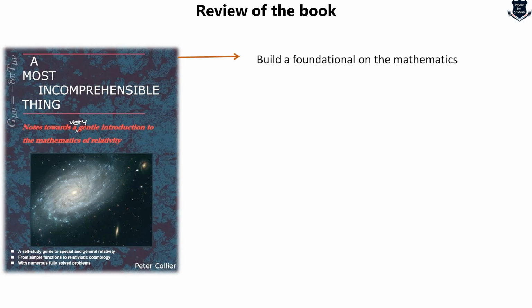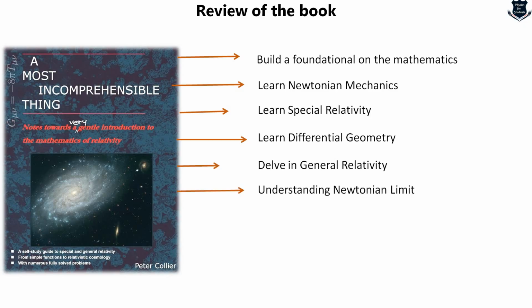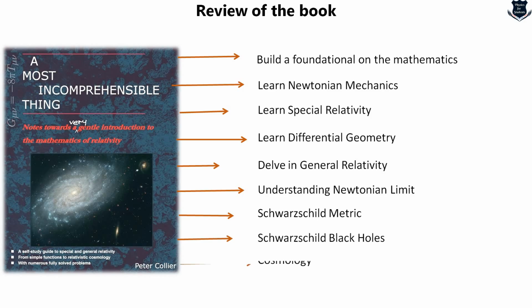So now I will come and give you an honest review of the book. What I would tell you is, it first builds the foundation in mathematics, then you need to learn Newtonian mechanics, move to special relativity, differential geometry, then go to general relativity, then understand the Newtonian limit, Schwarzschild metric, black holes, cosmology, and so on.